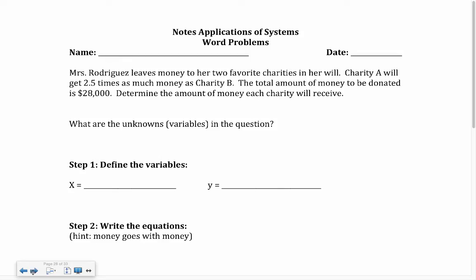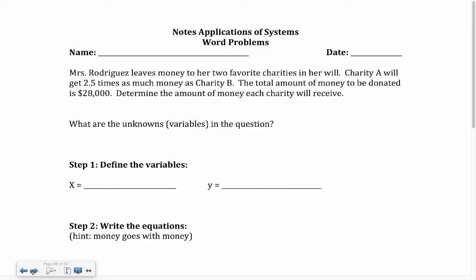So in our first thing, I always advise you guys to figure out what your X and what your Y are going to be. So Ms. Rodriguez leaves money to her two favorite charities in her will. Charity A will give 2.5 times as much money as Charity B. The total amount of money to be donated is $28,000. To determine the amount of money each charity will receive.